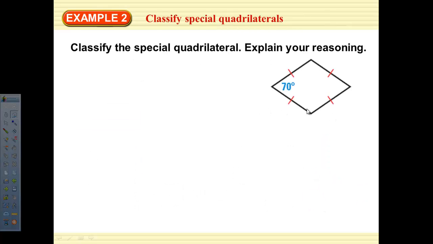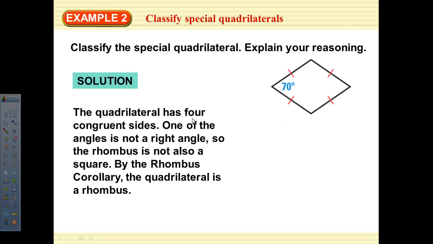And now we want to look at this and see what type of figure it is. We know that all four sides are congruent here. That makes it a rhombus. We can't state anything about it being a square, but we know this angle is not 90, so it's not a rectangle or a square. So in this case, again, it has four congruent sides. One of the angles is not a right angle, so it can't be a square or a rectangle. Therefore, it has to be a rhombus.